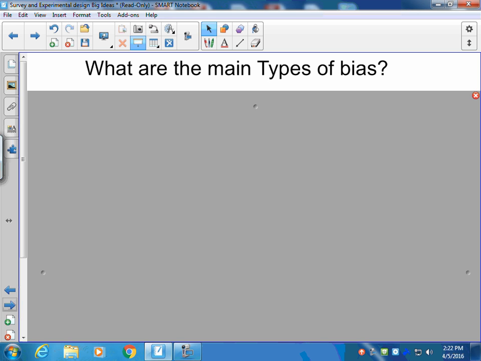Now, when we're talking about experiments or surveys, we always have to think about the bias that can be introduced in that situation. In general terms, bias is just something that affects the outcome of an experiment.